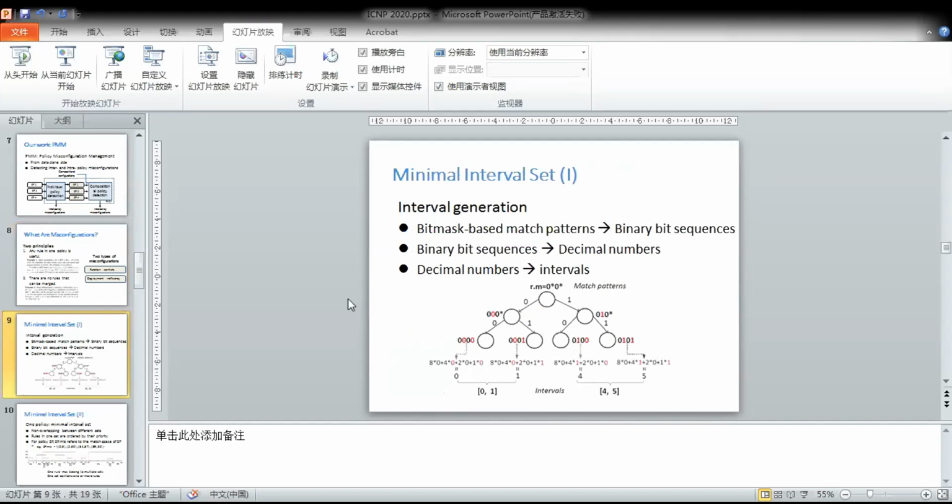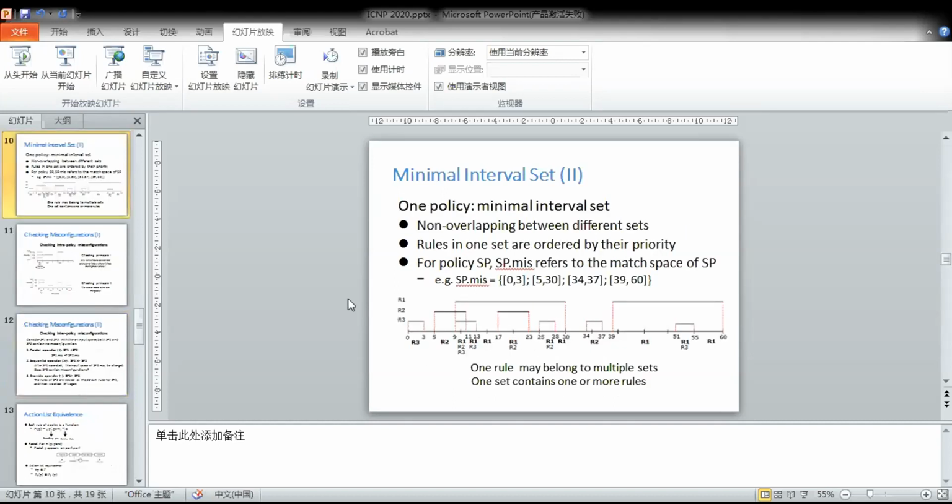To check policy misconfigurations, we design a new data structure, the minimal interval set. First of all, we convert the match pattern of one rule into one or more intervals. Specifically, we convert a bitmap-based match pattern into a binary bit sequence and compute decimal numbers. Based on these decimal numbers, we construct the corresponding intervals. As a result, for one policy, we convert each rule into a set of intervals.